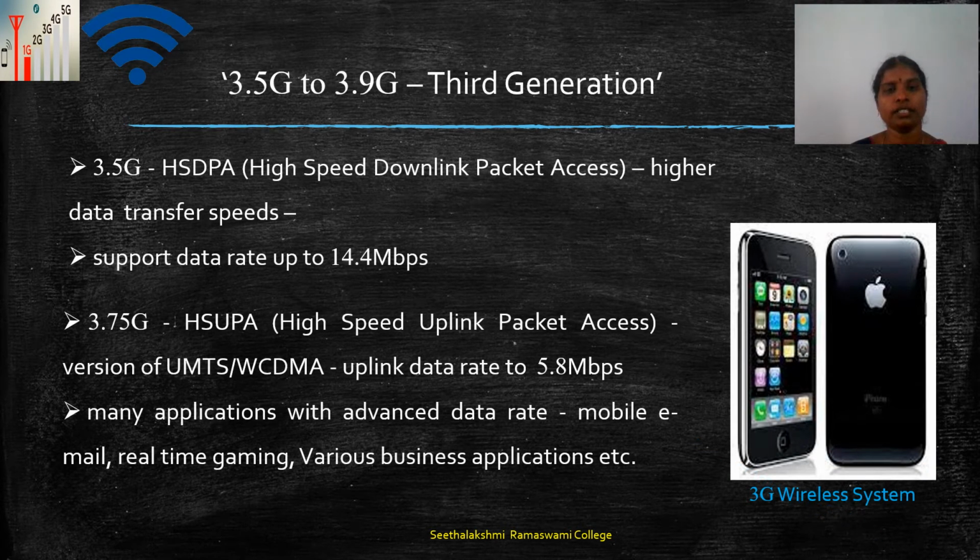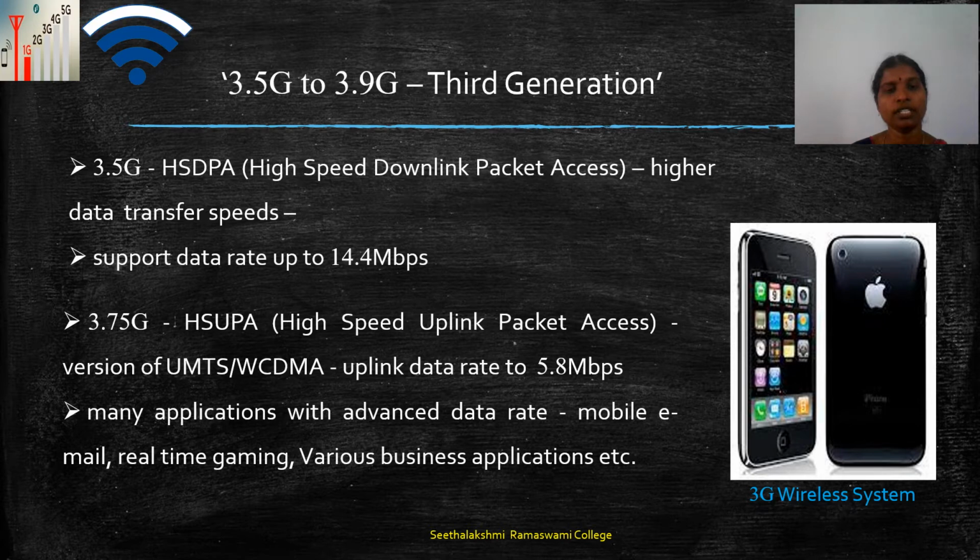3.5G technology. 3.5G, also termed as high-speed downlink packet access, that is HSDPA, is 6 times faster than UMTS technology, thereby supporting data rate up to 14.4 Mbps.